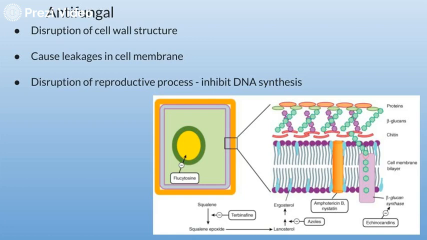Other antifungal drugs can cause leakages in the cell membrane, and they do this by attacking substances in the cell membrane, which cause essentially pores to form in the cell membrane, and that allows fluid to exit the cell and essentially can cause the cell to lyse or split open. There is another group of antifungal drugs that disrupt the reproductive process, and they do this by inhibiting DNA synthesis. If we can inhibit DNA synthesis, we can actually prevent the reproduction of that particular pathogen inside the body. Okay, so that's antifungal drugs.